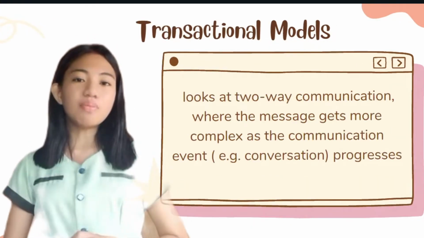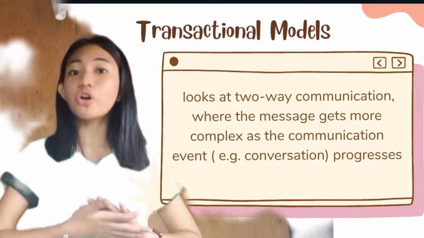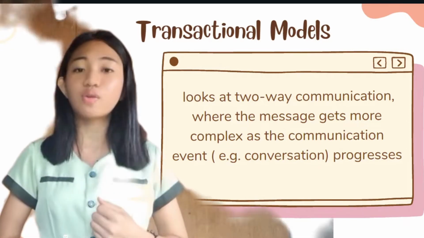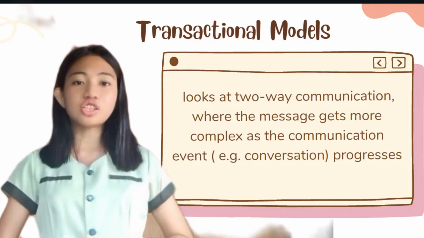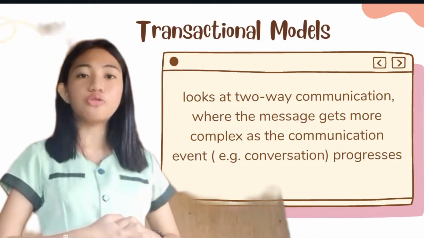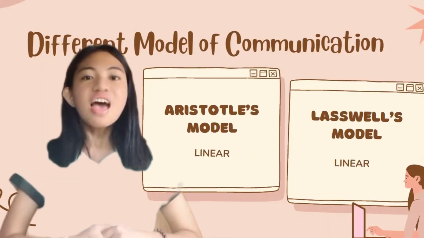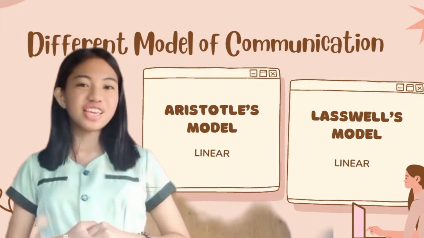The transactional model looks at two-way communication where the messages get more complex as the communication event, for example, a conversation, progresses. The transactional model refers to the continuous exchange of information where both the sender and the receiver are involved in the process and take turns to communicate messages. Now that we know that, let us explore the different models of communication.